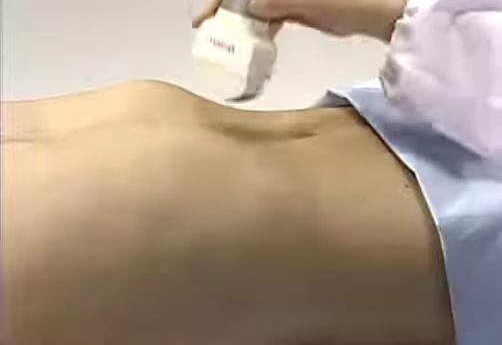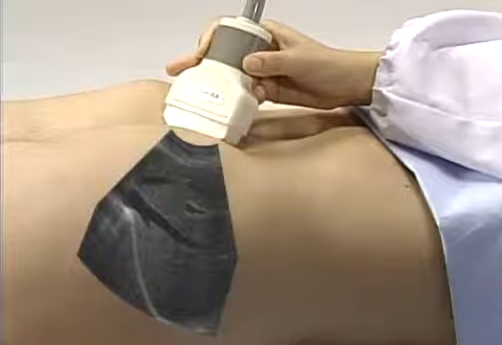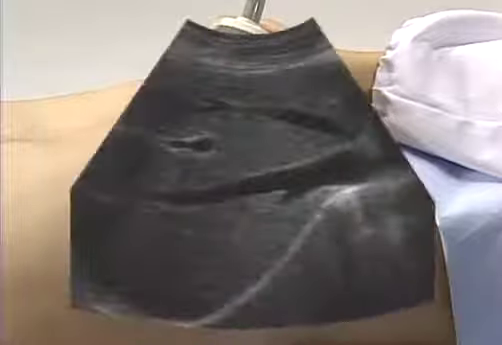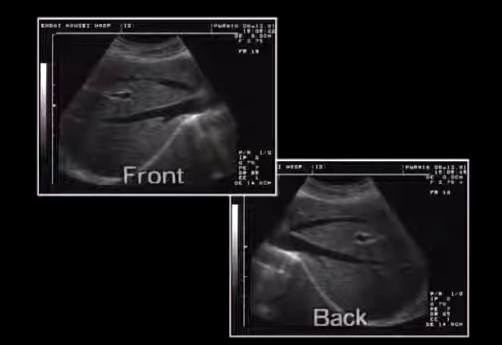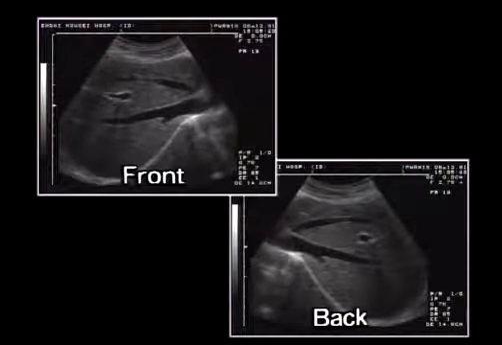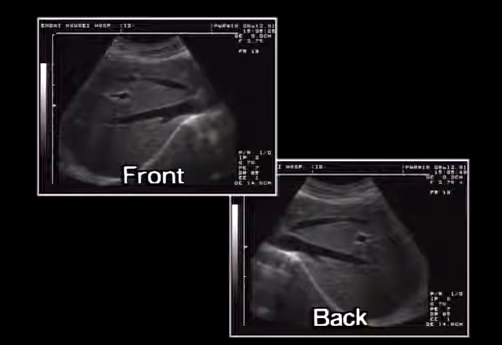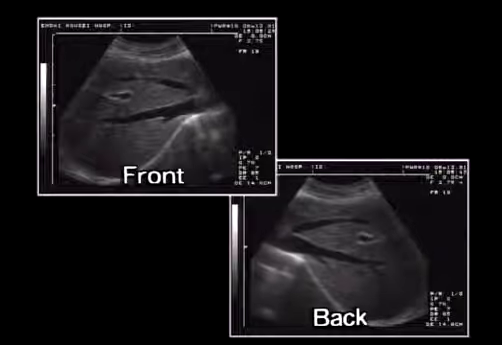Let me explain briefly how images are displayed on the monitor. Ultrasound images displayed on the monitor are tomographic images obtained by slicing an object with an ultrasound beam. A plane has a front and a back surface. On the monitor, the front and back surfaces are reversed. Please bear this in mind. Therefore, sonographers must familiarize themselves with basic display procedures so that they can correlate images with the actual positions of organs.